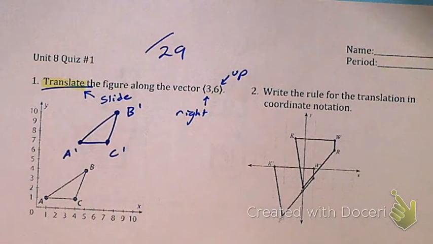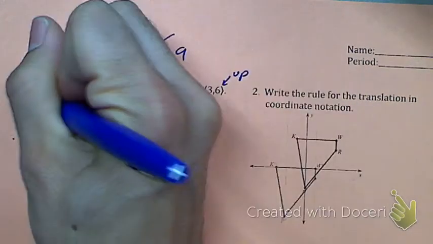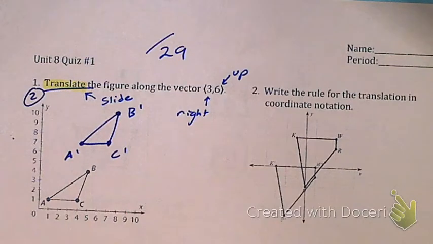A prime. That one was worth 2 points. It was 1 point for doing it correctly, 1 point for labeling. I've said it from the beginning, we need to make sure we are labeling. Any questions?